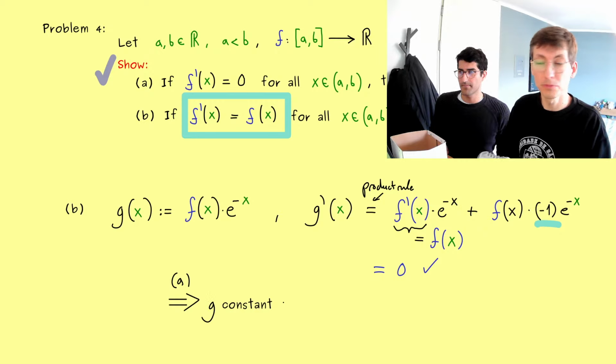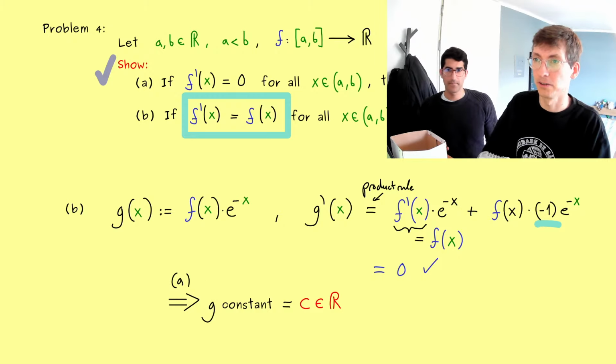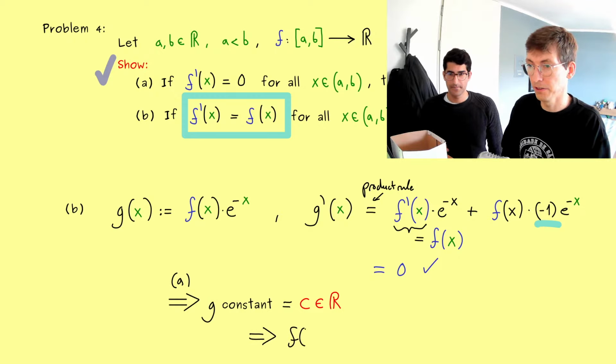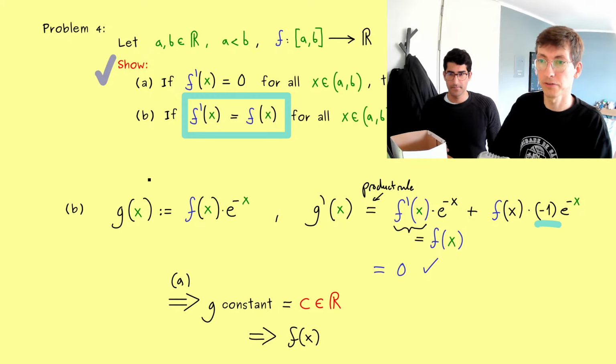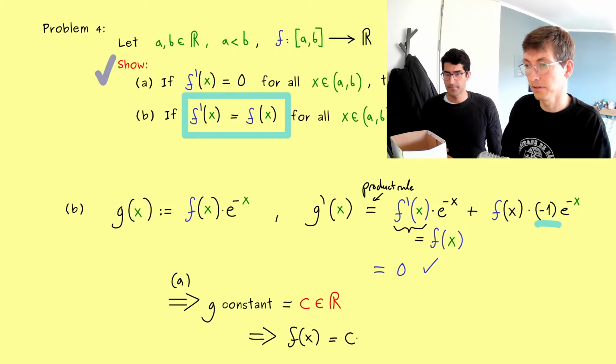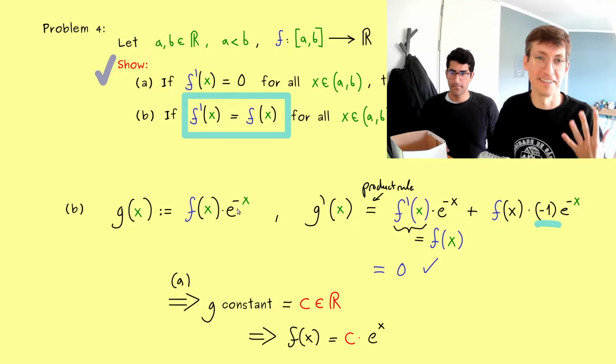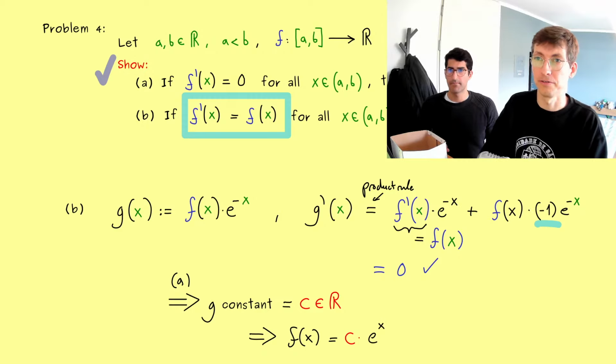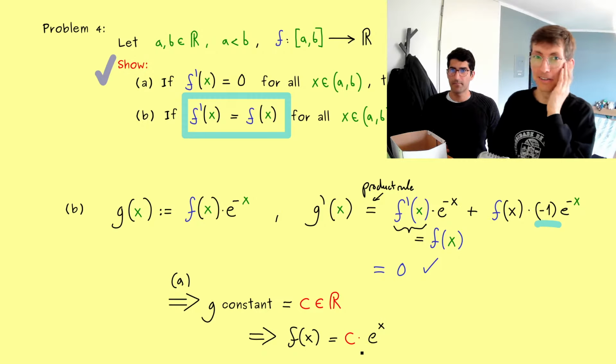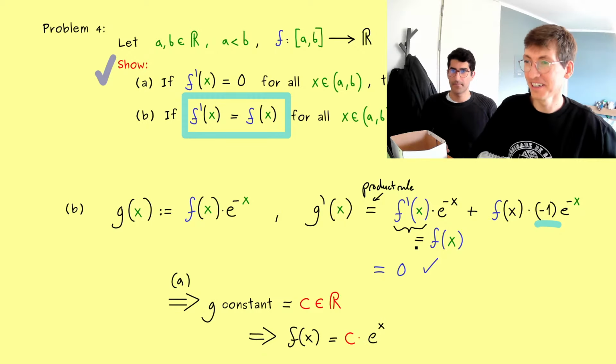Constant function means we could write the constant as a lowercase c in R. And this means, putting that to the other side, our f is given with this g function. Let's use the definition for g, put this to the other side, and then we see it's actually what we wanted. It's the constant c times e to the power x, knowing that this is the inverse of e to the power minus x, which you should know for the exponential function. That's the end. So the claim here is clear.